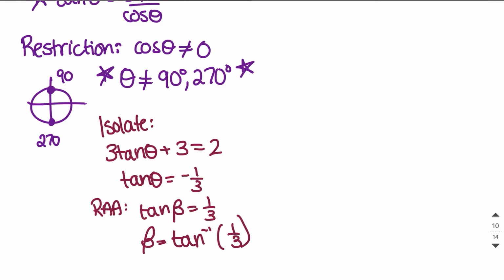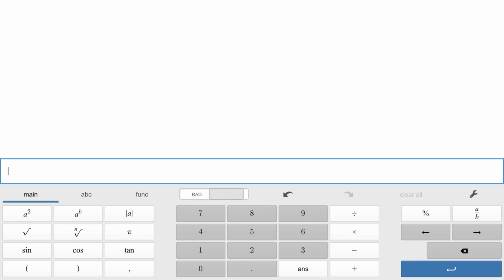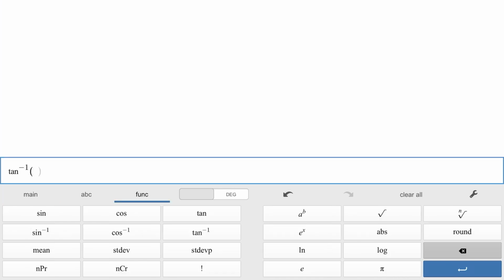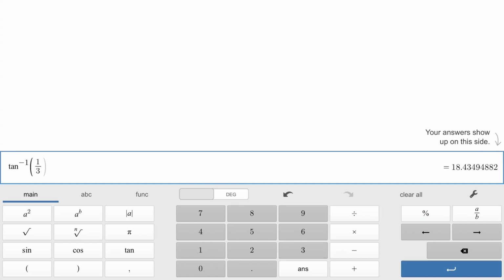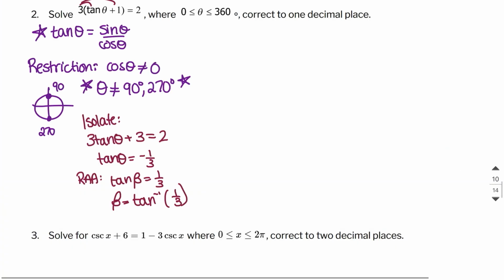So now when I do this, this isn't one of our special angles, so I actually need to go to my calculator. And I have to make sure that I am in degree mode, because our domain is in degrees, 0 to 360 degrees. So I'm going to take the inverse tangent of positive 1/3. And I end up getting 18.4349, and so on. Now this says to do it correct to 1 decimal place.